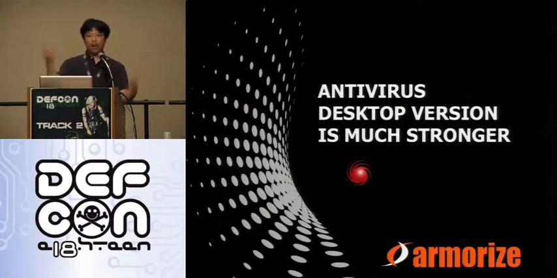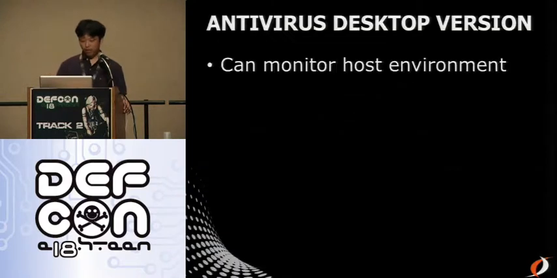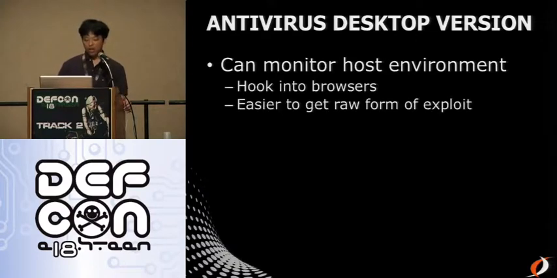But VirusTotal uses versions that we use, which is the API version or the console version. But antivirus desktop versions are much stronger. Why? Because they can monitor the host environment, and they hook into browsers, so it's easier for them to get the raw form of the exploit. If you hook deep into the IE JavaScript engine, as soon as you create a new variable with a raw form of shellcode, then I can say, boom, you're an exploit.